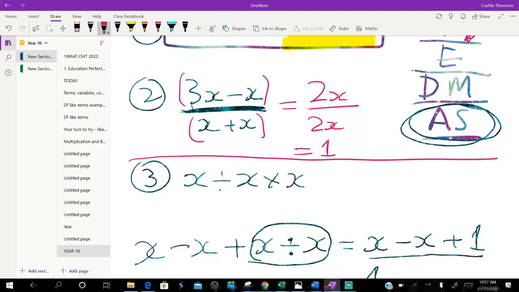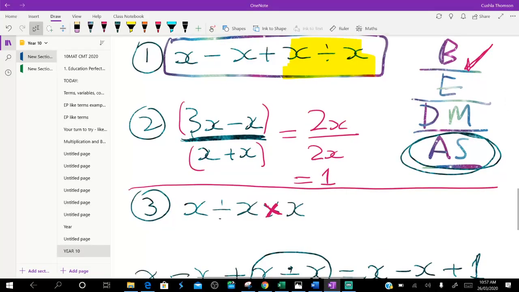Right. The next one, I want you guys to try and just think about where in the traffic light set division and multiplication come. Right? So in your book, write down your working for this one. We've got x divided by x times x.